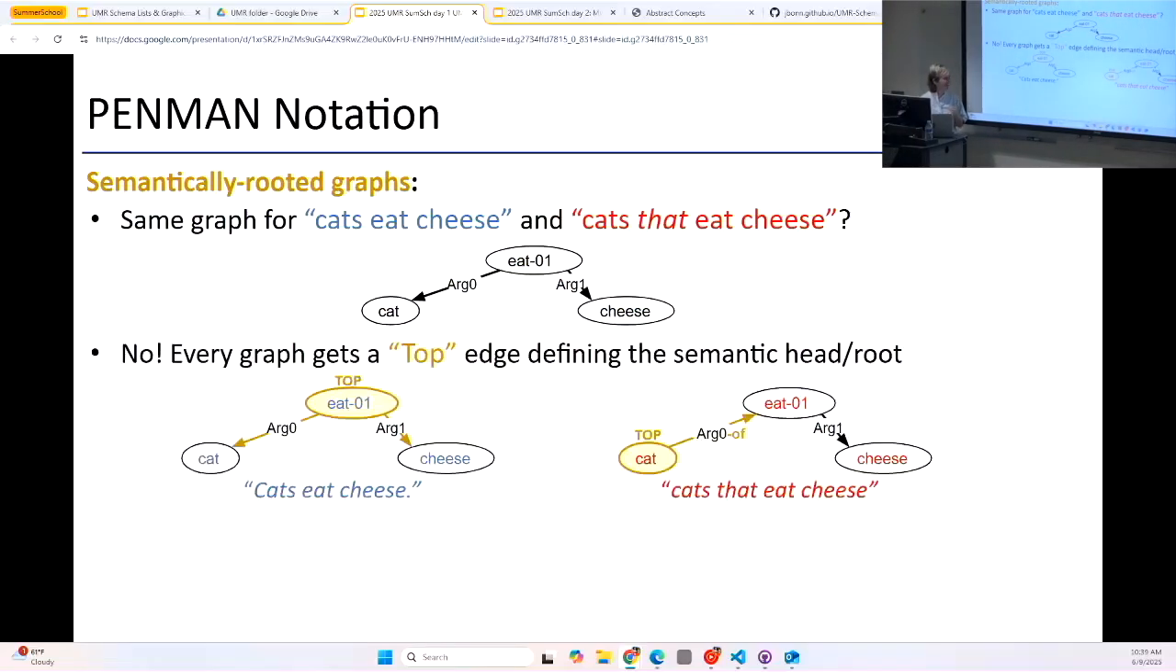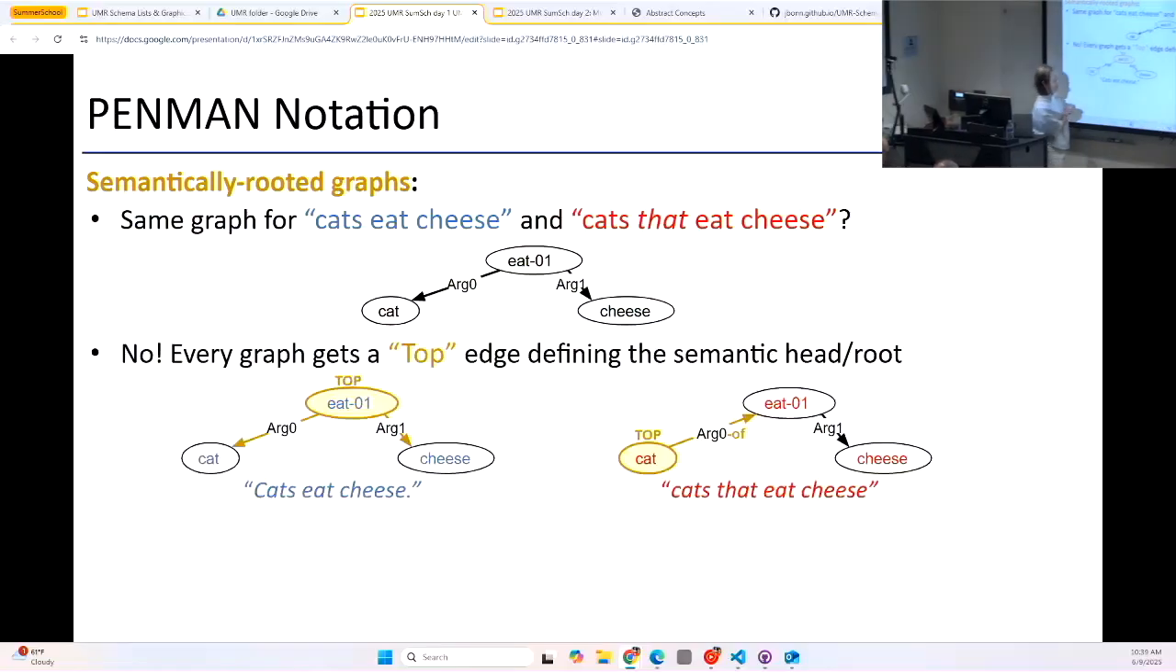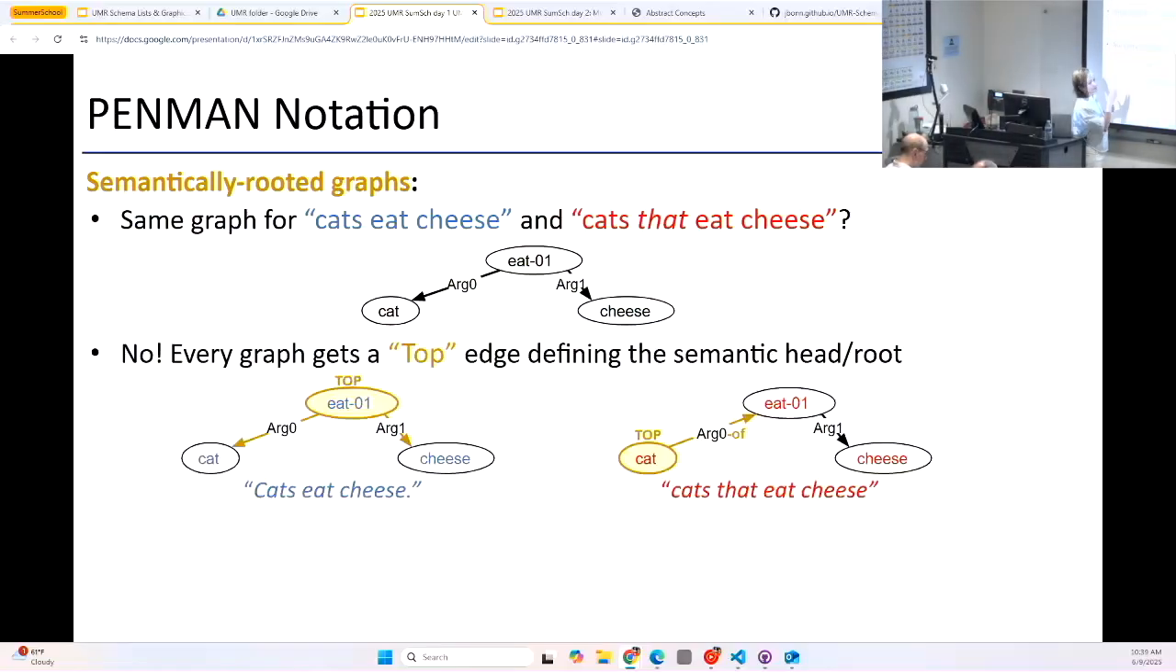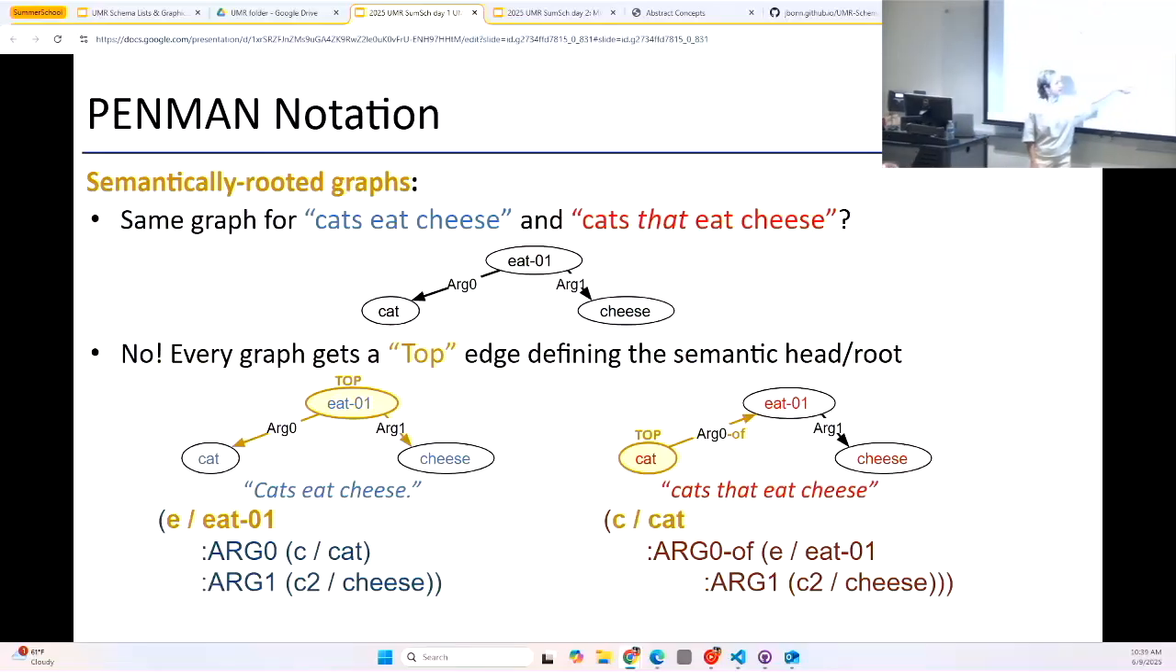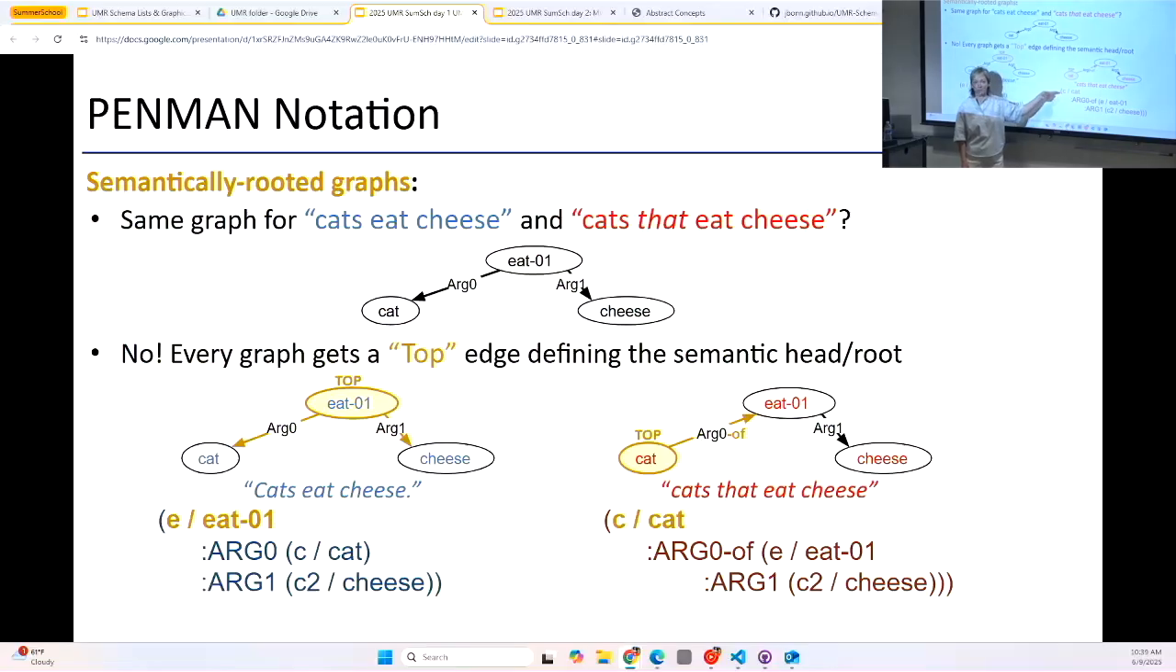And here are the slides on the top node issue. Like we already said, this is an example of how you would rearrange the graph depending on what you want your top node to be. So, cats eat cheese: preferably, you would have eat be the top node of your graph, like this. Cats that eat cheese, because this is actually a noun phrase, you would preferably have cat at the top.